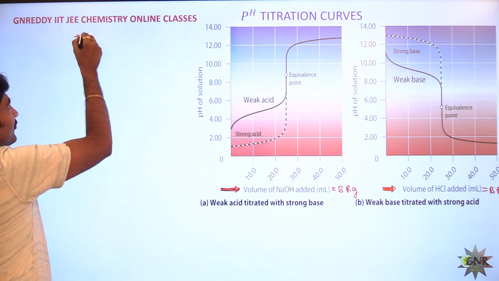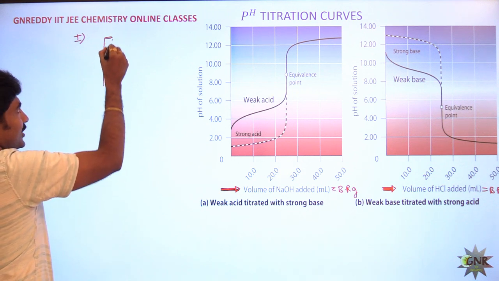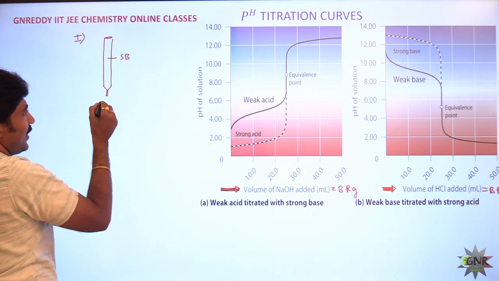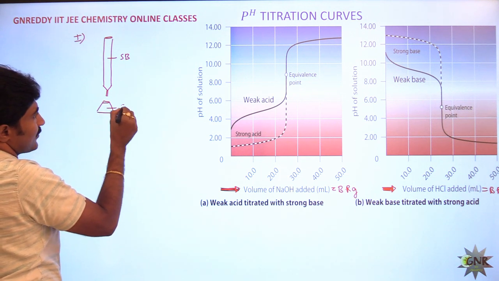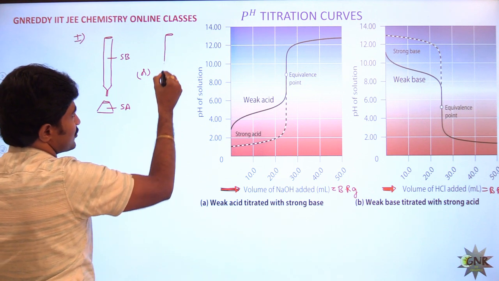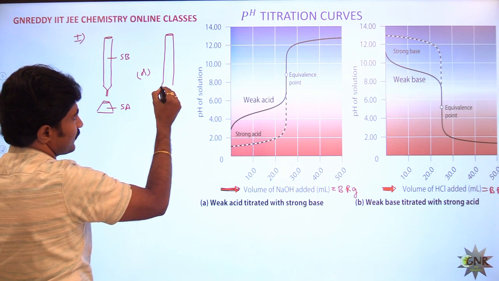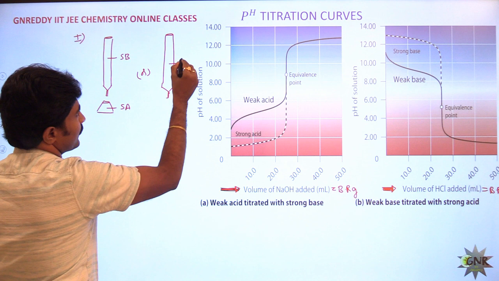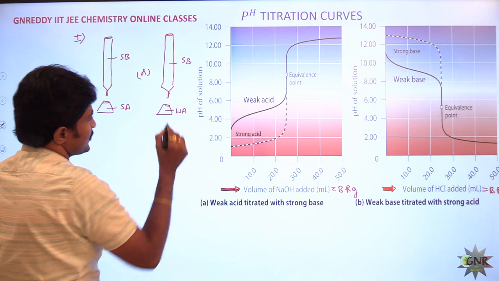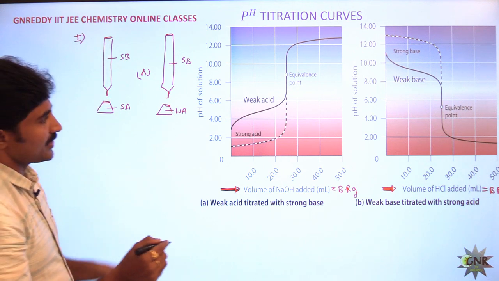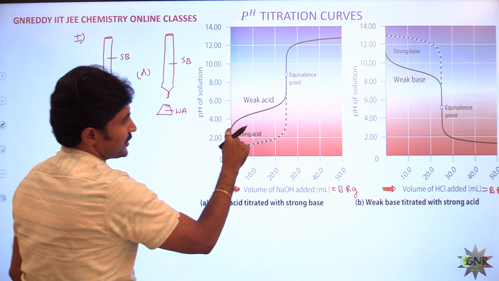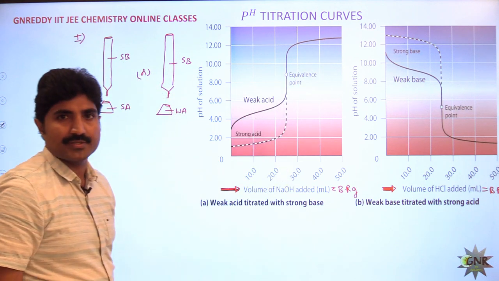In the first graph, this is the burette. Here I am taking strong base, and in the conical flask I am taking strong acid. Or take the strong base in the burette and a weak acid in the conical flask. So if you take this titration, the graph will be obtained like that, and for this titration, like this.